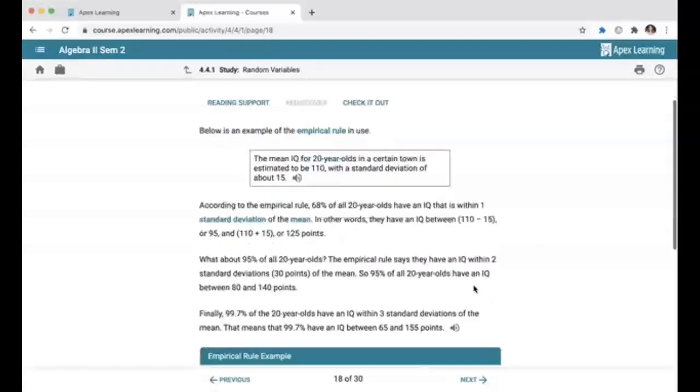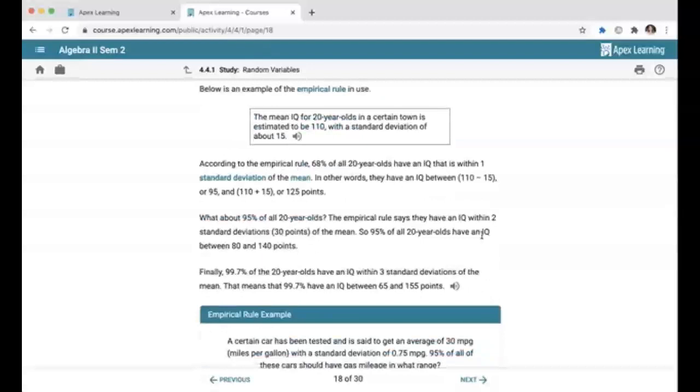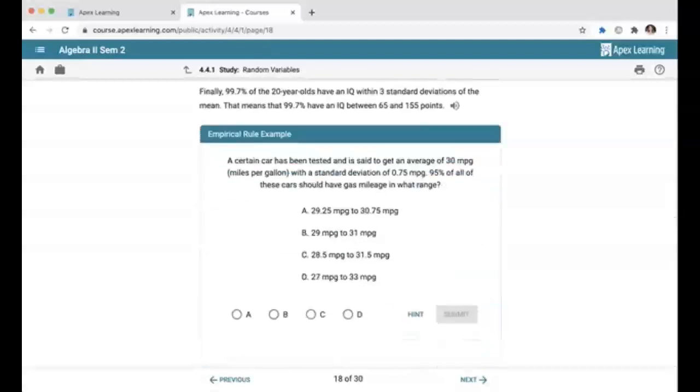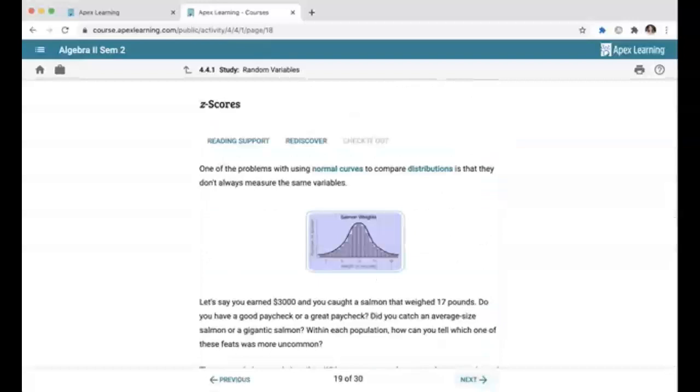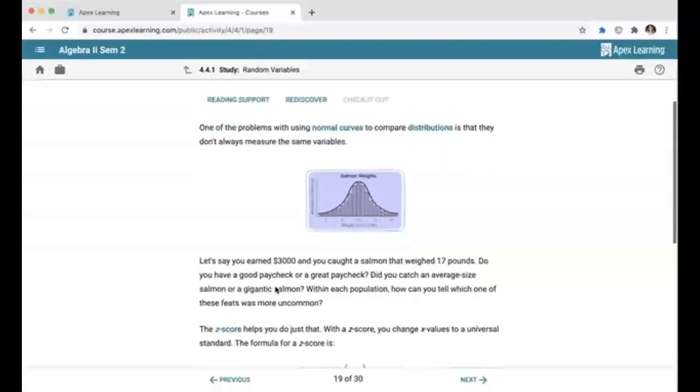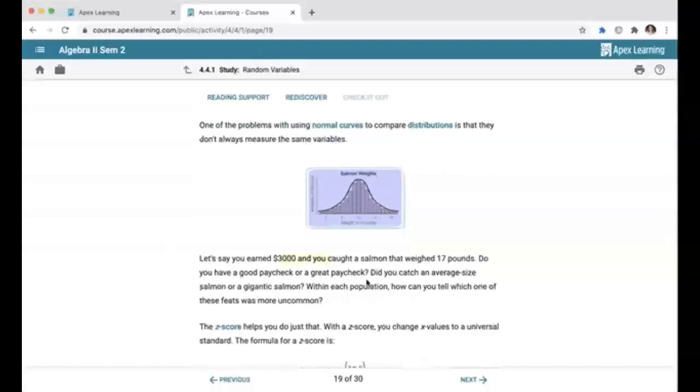Here's an example that I'll let you work through on your own for the sake of time. The goal is to have all of the data within 3 standard deviations of the mean. Now, one of the problems with normal curves is that they don't always measure the same variables. So if we earned $3,000 and caught a salmon that weighed 17 pounds, do you have a good paycheck or a great paycheck?